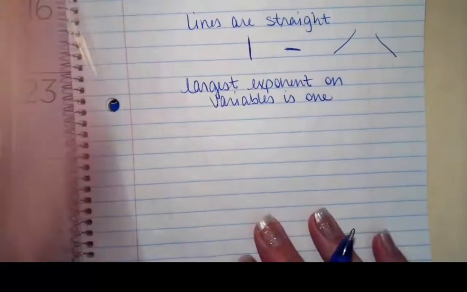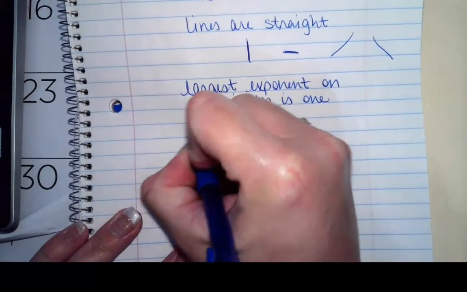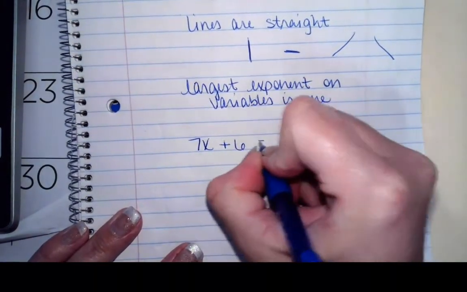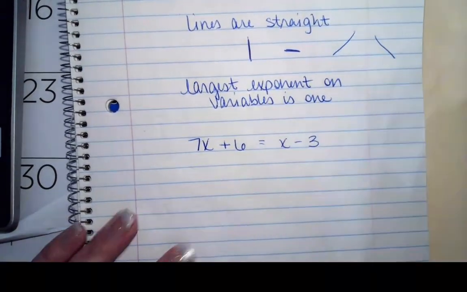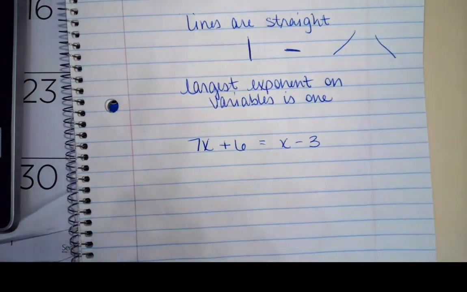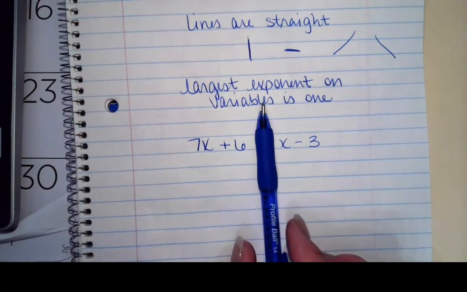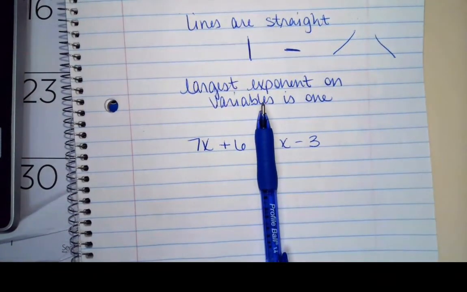And then what we want to do is go in and start solving. So my mission on this, I've got a 7x plus 6 equals an x minus a 3. Okay, so this equal sign is kind of like a fence. Okay, so that equal sign separates it into the left side and the right side. I can do anything I want to as long as I do it to both sides of the equation.